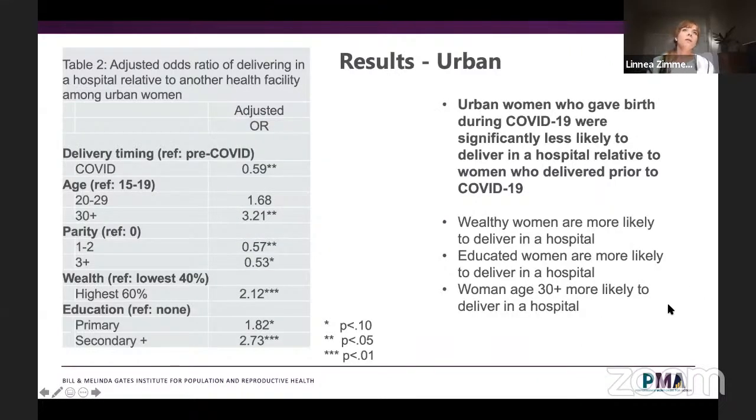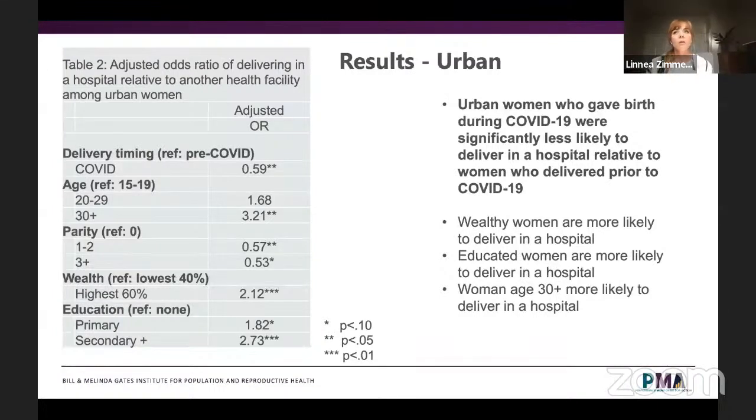So when we stratify this by urban and rural to see whether or not this is statistically significant and what might be related to this, urban women who gave birth during COVID-19 were significantly less likely to deliver in a hospital relative to women who delivered prior to COVID-19. So the adjusted odds ratio here is 0.59, so almost half as likely to deliver in a hospital relative to a health center.